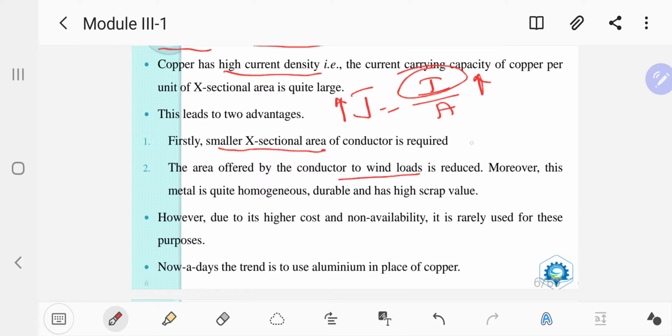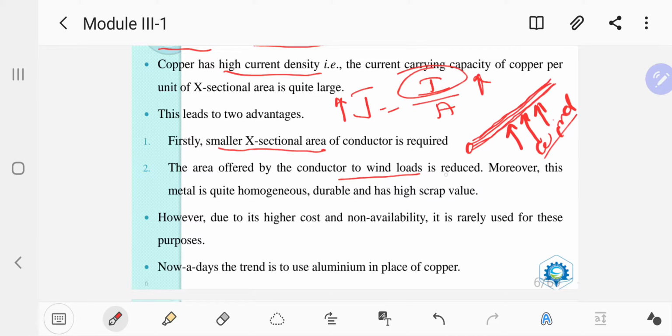The second advantage is that the area offered by the conductor towards the wind load is also reduced. As the area is reducing, the conductor will only have a little bit of wind stress, as the cross sectional area to which the wind is exposed is a little less in the case of copper. So there is not much stress due to the wind.